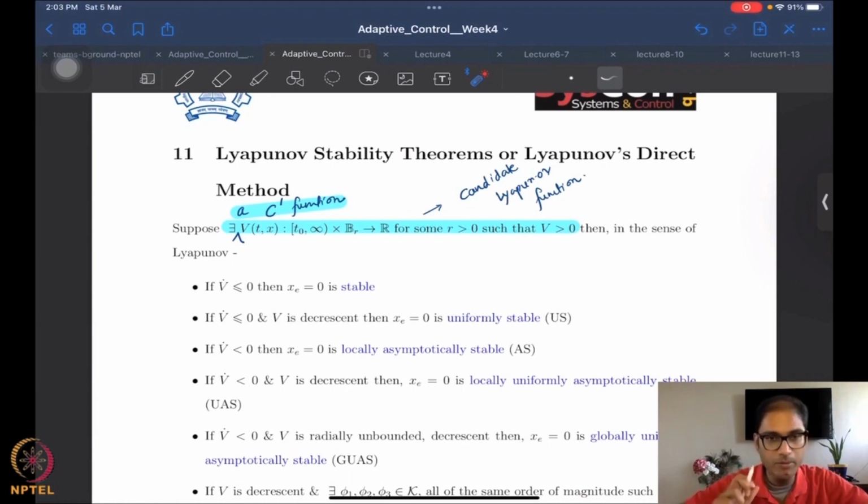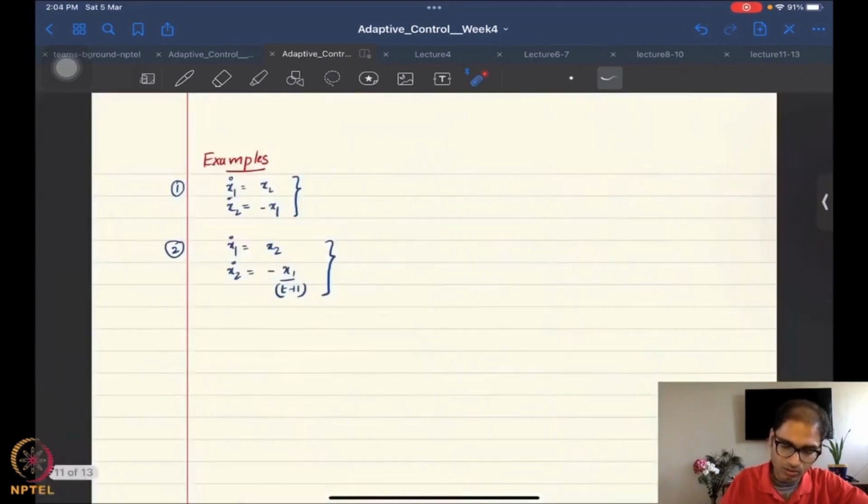Okay, so remember, when we talked about all these conditions, positive definiteness, negative semi-definiteness, negative definiteness, decrescence, we had mentioned that decrescence is associated with uniformity. As soon as I added decrescence, I got uniformity. All right, we want to of course start looking at examples right away.